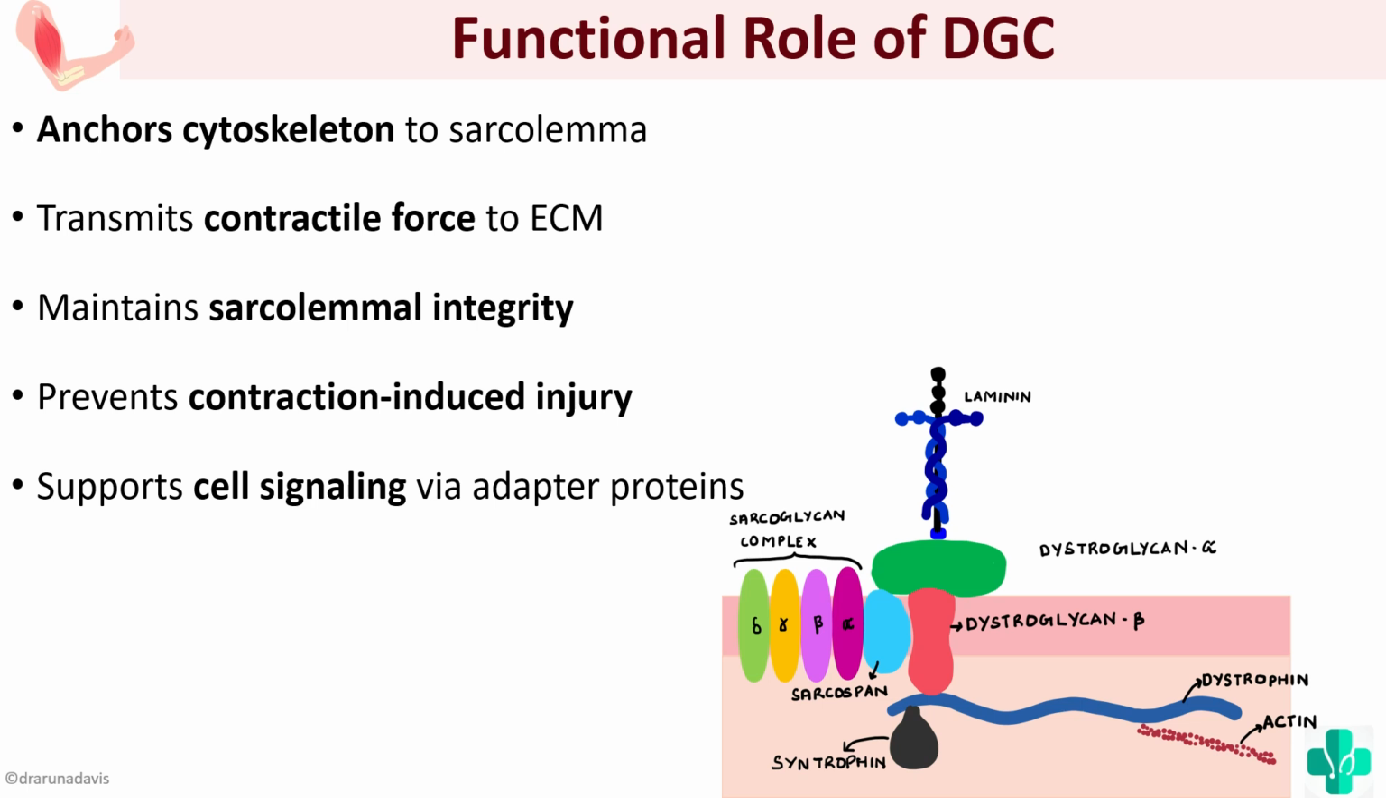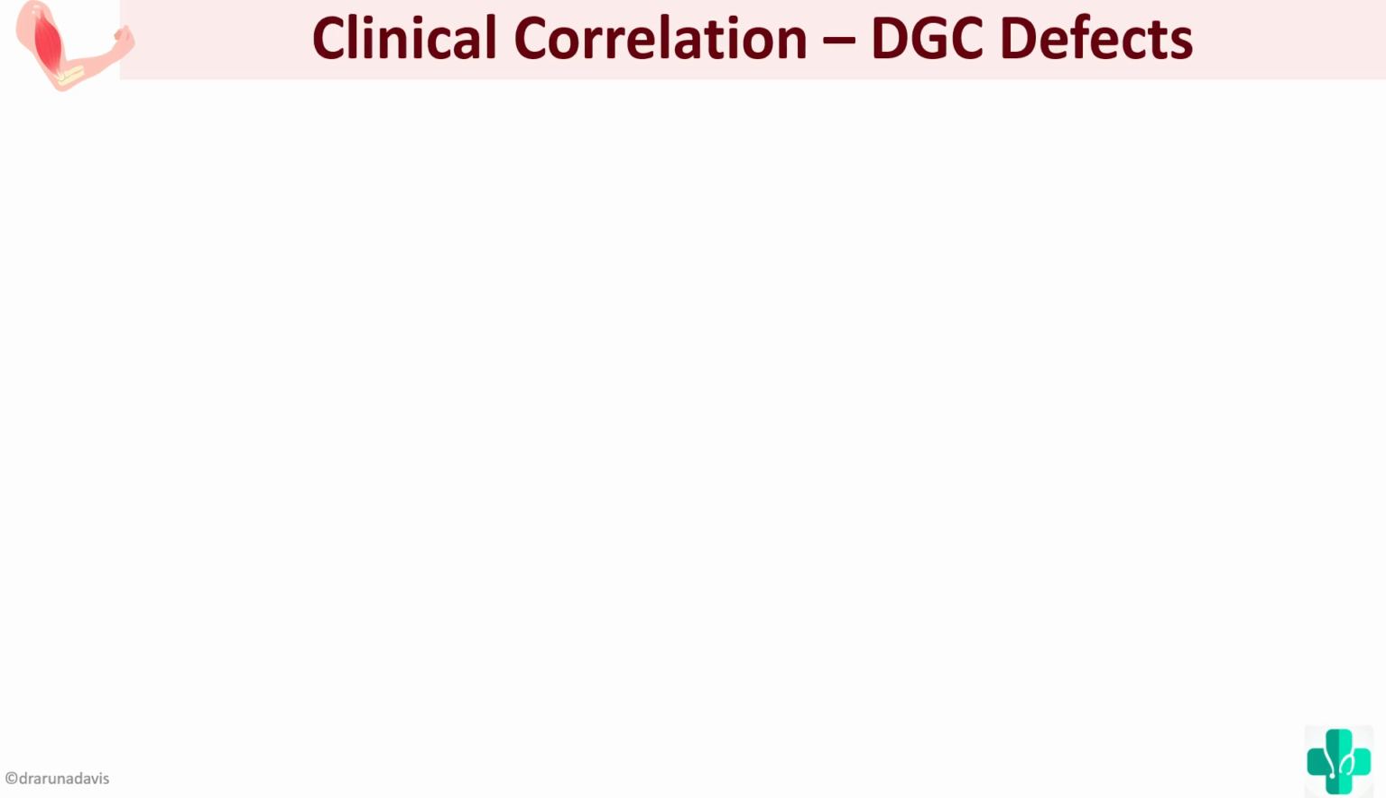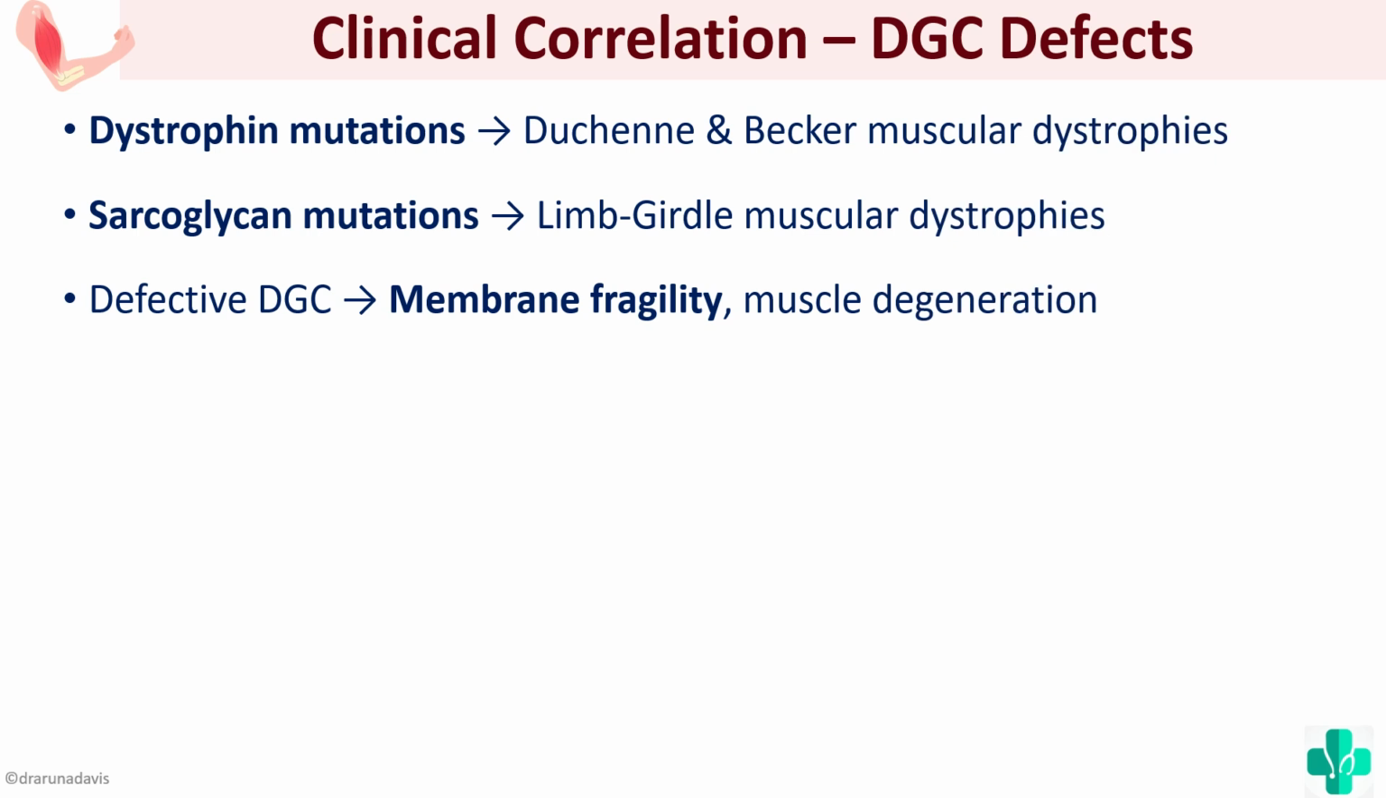Now why are we learning so much about this? Is this dystrophin glycoprotein complex very important? It is very important because if there is a mutation in any of these proteins, it can lead to important diseases. If there's a dystrophin mutation, it can cause a muscular dystrophy called Duchenne and Becker muscular dystrophy. If there is a mutation in the sarcoglycan complex, it can cause dystrophy like limb girdle muscular dystrophy. And if this complex is defective, it can lead to membrane fragility as well as muscle degeneration. So that is why this dystrophin glycoprotein complex is very important.